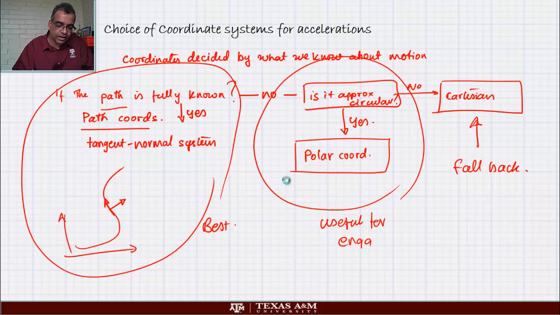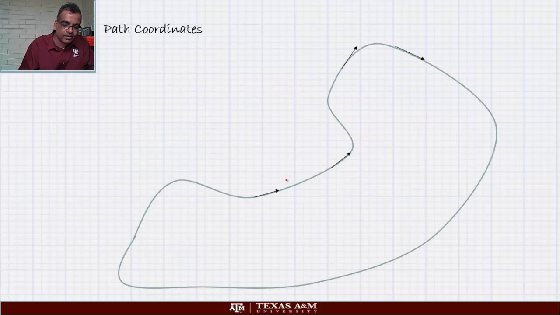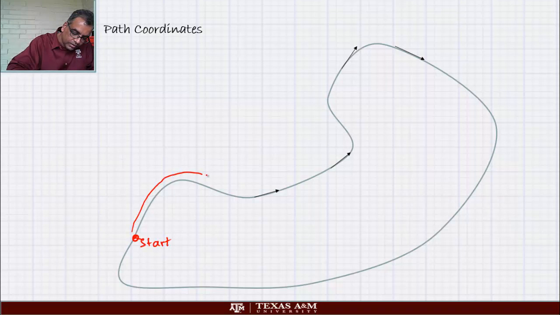Very good. So let's see what this thing looks like. Path coordinates. Here is the path of something. Let's say you're driving in a race car or something like that. The path coordinate system basically involves fixing this as my start, and what we are going to do is use distance along the path as my coordinate. So this is S equal to distance along the path.